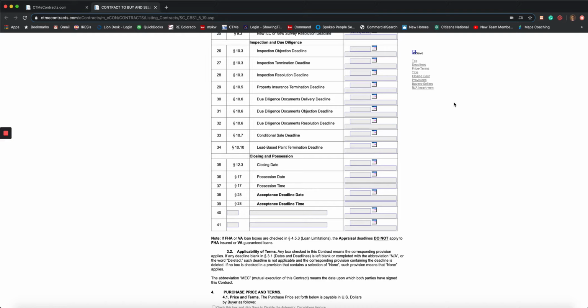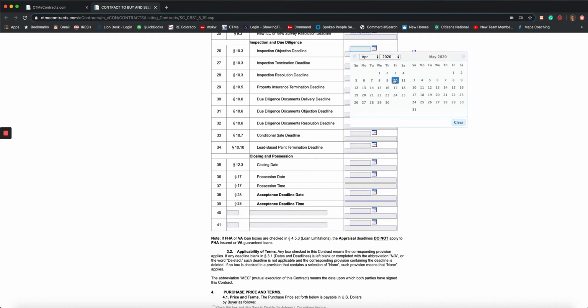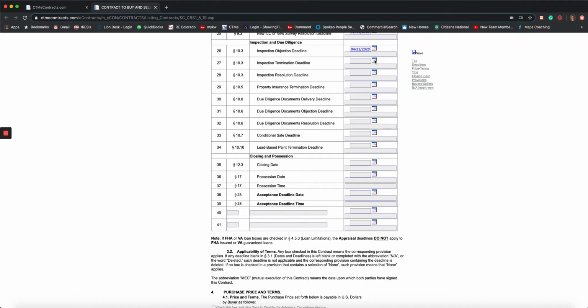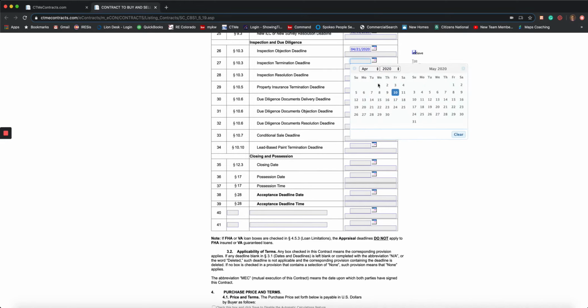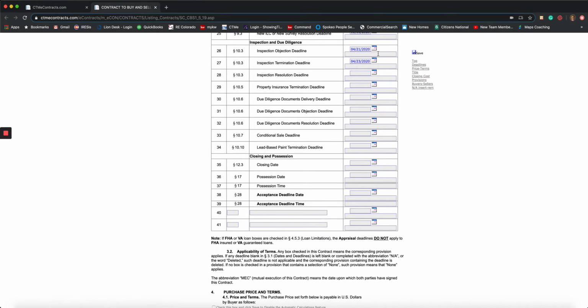and simply have that conversation with the selling side. So for our purposes, an inspection objection would probably look somewhere along the lines of the 21st. And I like my termination and resolution deadline on the same day, again, allowing a few business days to review and to negotiate. So a couple of days there. Property insurance termination deadline.